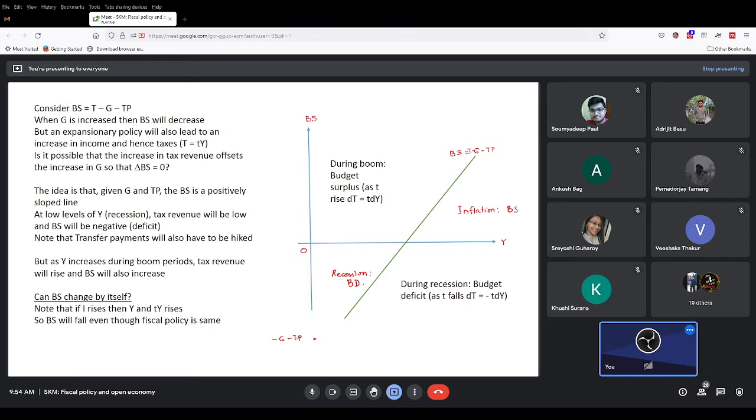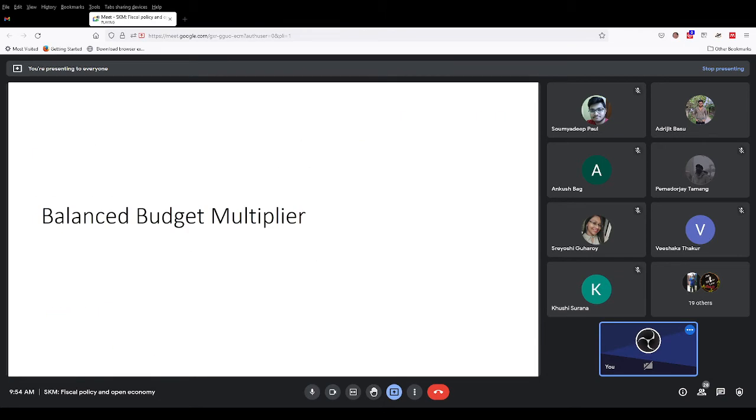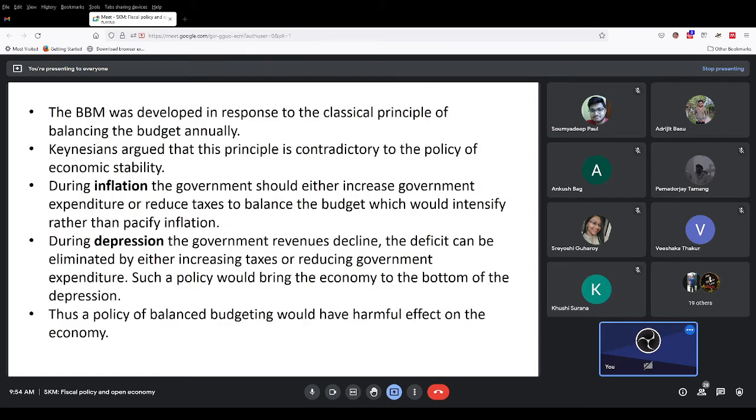Yes, sir. Okay. Now we come to a very interesting case, type of tax and government multiplier. First, let us go back to the Ricardo equivalence theorem.